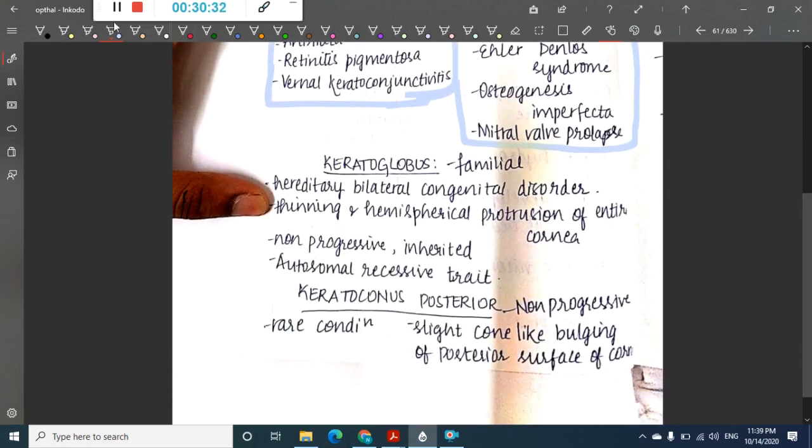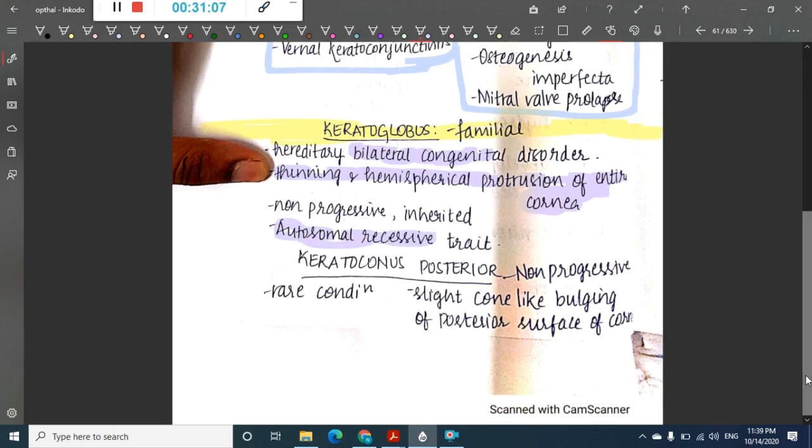Then after keratoconus, the next important disorder is keratoglobus. This keratoglobus is a familial condition. It is a hereditary bilateral congenital disorder. Here there is thinning and hemispherical protrusion of the entire cornea, not just a small part of it. This is a non-progressive, inherited disorder with autosomal recessive trait.